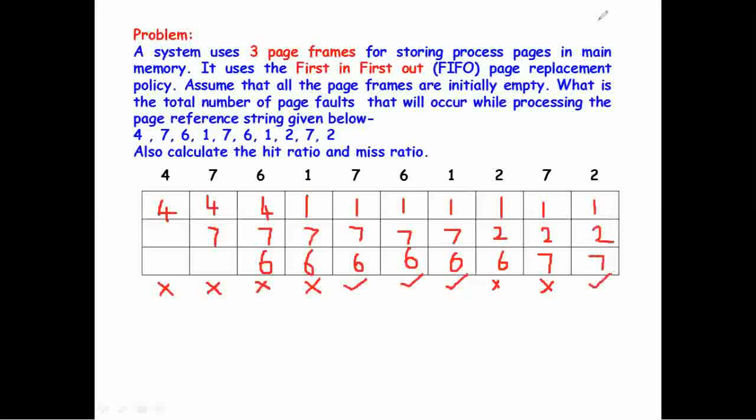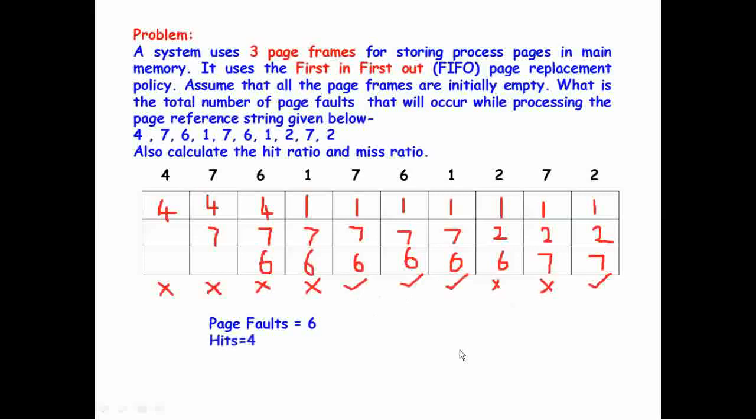Now let us calculate the total number of page faults. Total number of page faults are, let us count here, this is 1, 2, 3, 4, 5 and 6. So total number of page faults is equal to 6. Then total number of hits is equal to 1, 2, 3, 4. So total number of hits is equal to 4.